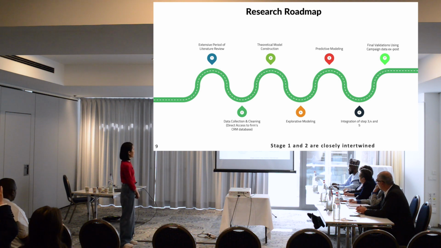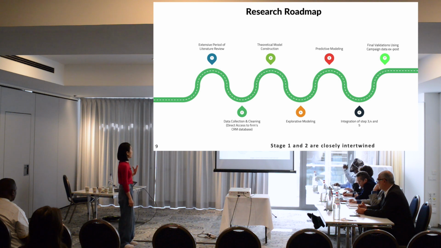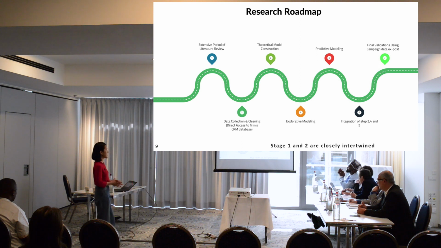Given this context, stage 1 and stage 2 are pretty closely intertwined, because we could access their data very straightforwardly. So while they briefed us, we could already start the literature review, and at the same time we could already think about the variables because it's so easy to access the data. And then at stage 3, we started to construct the theoretical model.